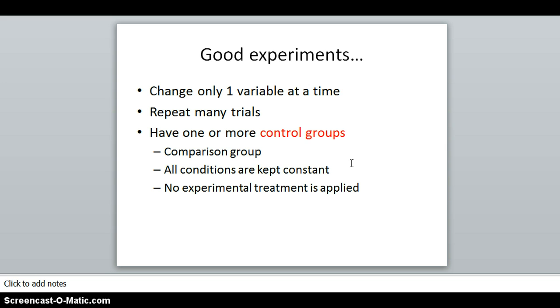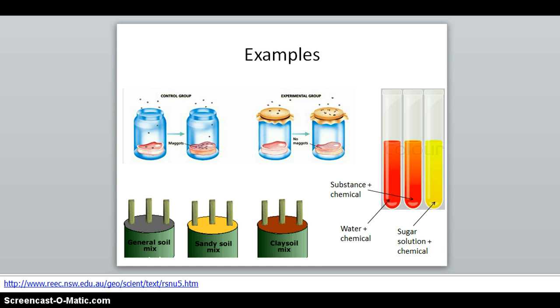A positive control can also be set up so that you know there will be a reaction. Both of these setups allow you to compare your experimental group against a known result, a positive result in a positive control, and a negative result in a negative control. So let's look at a couple of examples.